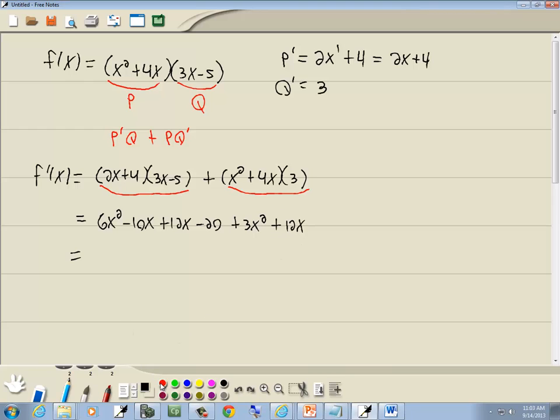Okay. Now we want to combine together like terms. Here's an x squared, here's an x squared. So 6 plus 3 gives us 9x squared. Here's a negative 10x plus 12x gives us 2x, plus another 12x gives us 14x. And then the minus 20 carries along at the end. And that would be our answer.